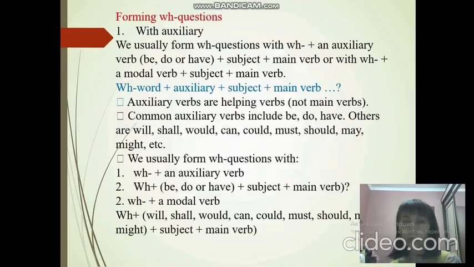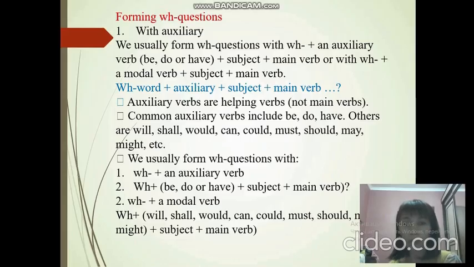Forming WH questions with an auxiliary. You usually form WH questions with WH plus an auxiliary verb: be, do, or have, plus subject plus main verb, or with WH plus a modal verb plus subject plus main verb. WH word, auxiliary, subject, plus main verb.